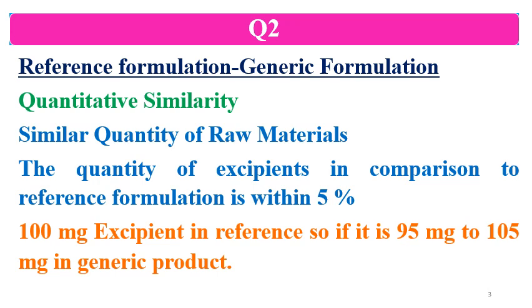Same quantity of excipients in the generic formulation in comparison to the reference formulation, that is, the quantity of the generic formulation ingredients is within 5% compared to the quantity of raw materials or excipients used in the reference product. And the limit is within 5% variation. So if the innovator is using 100 mg of an excipient, for example starch, and the generic product is using starch in the range of 95 mg to 105 mg, then you can say the generic product is qualitatively similar as well as quantitatively similar.